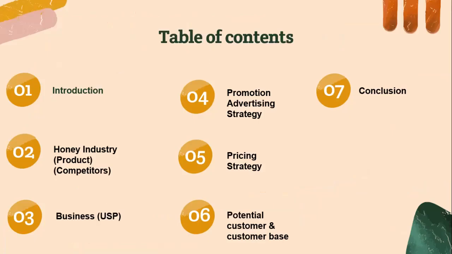Here is our table of contents, what we're going to go through. We have the introduction, the honey industry, and under that we have product and competitors. We have business USP, promotion, advertising strategy, pricing strategy, potential customer and customer base, and at the end, the conclusion.